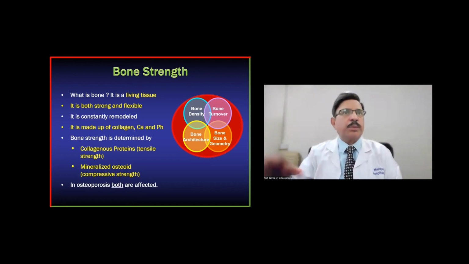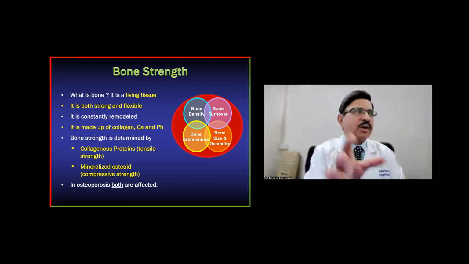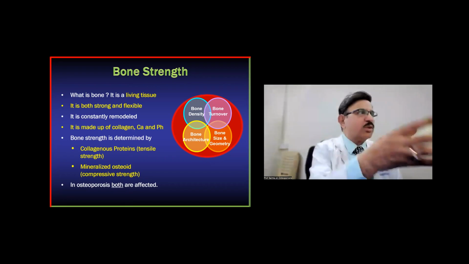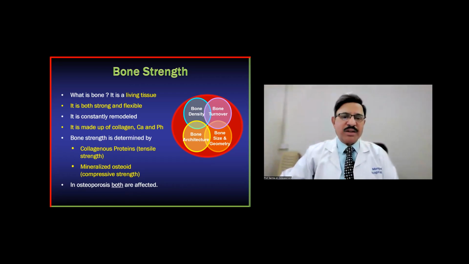When there is osteoporosis, both tensile strength and compressive strength are lost. In osteoporosis, both are affected. So, bone density is dependent on bone turnover, bone size, geometry, and architecture. All four of them, bone density, bone turnover, architecture, and bone size and geometry, are all factors.